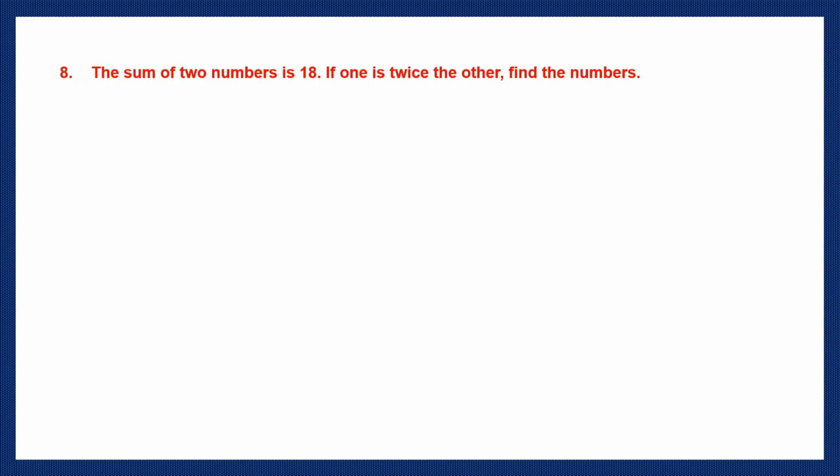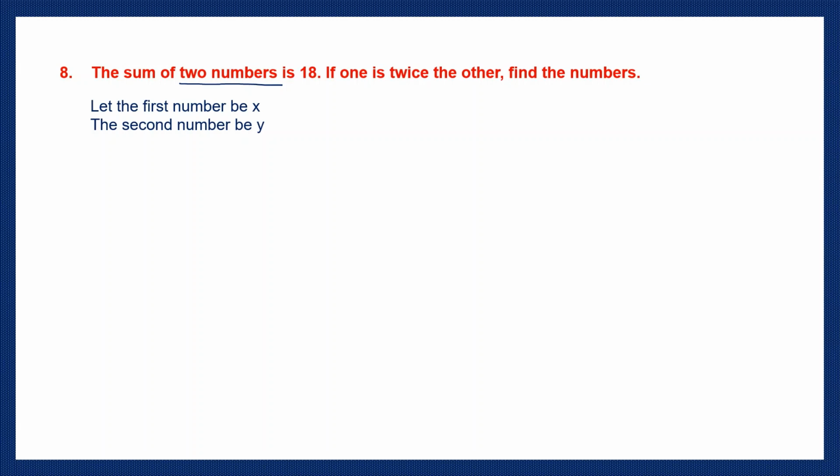Question 8. The sum of two numbers. So this time we've been told that there are two numbers. So the sum of two numbers is 18. That is one part. The second part is if one is twice the other, find the numbers. So let's begin. Let the first number be x. Remember, we're talking about two numbers now. So the first number is x. Let the second number be y.